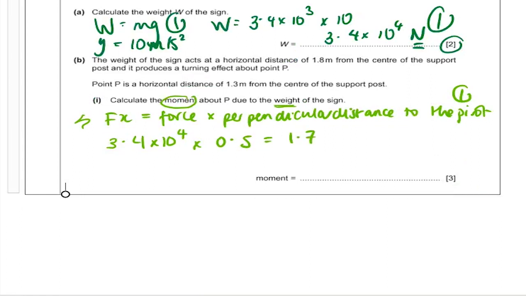And that gives you 1.7 times 10 to the 4, and then obviously it's a moment this time, so it's going to be Newton meters. So you get one mark for this stage of working, and then one mark for the answer with the unit as well.